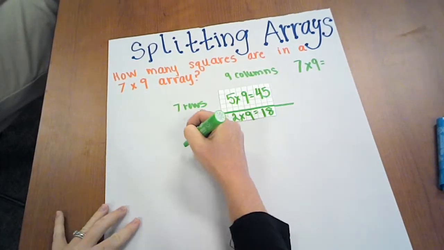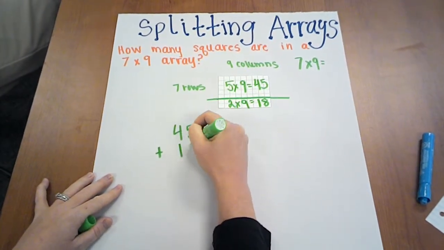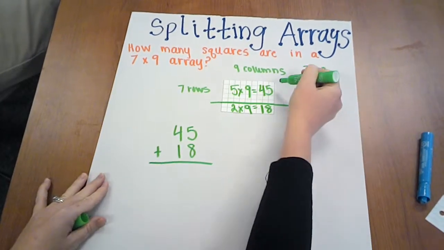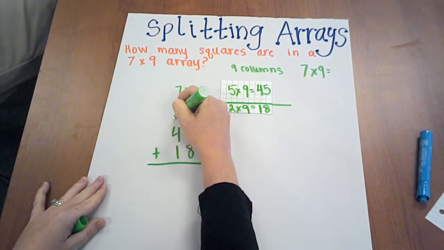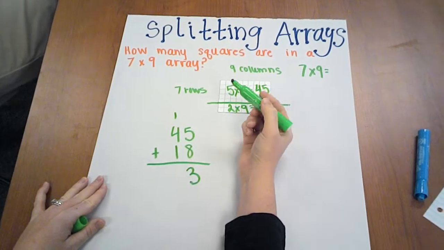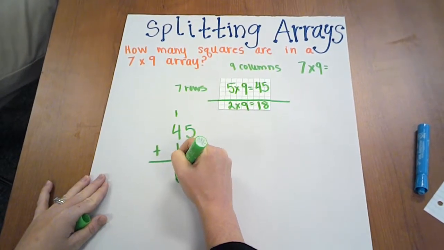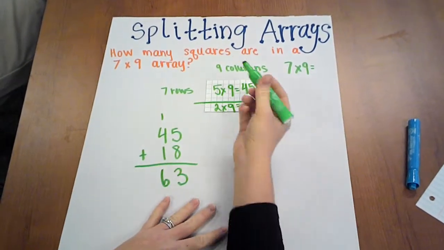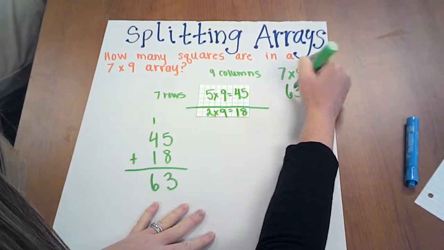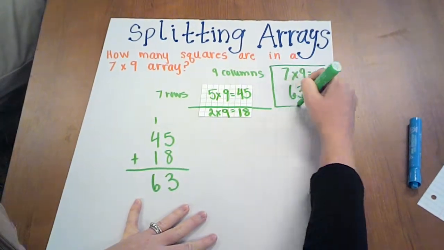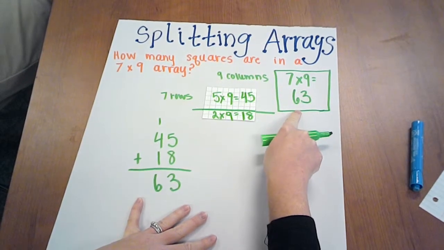So now I have 45 squares plus my 18 squares. And I just have to add it together to find out how many squares are in my whole array. So I know 8 plus 5 is 13. And I have 4 tens plus 1 ten plus another ten gives me 63 squares. So in my whole 7 by 9 array, I have 63 squares. So 7 times 9 is 63, or we think of it as 7 rows of 9 is 63 total squares.